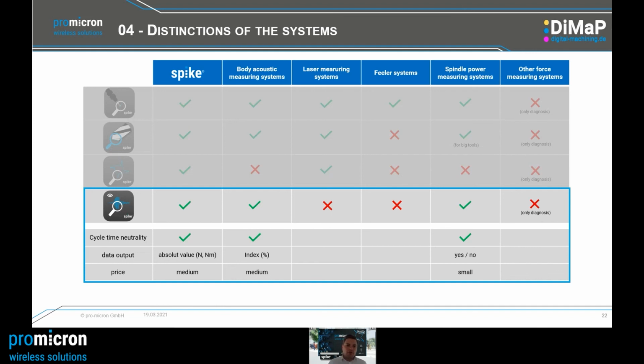Which systems are very good for it? Sure, acoustic measuring systems are perfect for it because they are cheap, they have high sampling rates, and they can be located in the spindle or on the workpiece. The spindle load system can also use that because from that frequency they can also detect chattering, or from the axis you can generate it. Here you can also place sensors. With Spike, I would say it's all equal, but we still have the opportunity to give out an absolute value, which is sometimes important to qualify the level of chattering which you have or not.